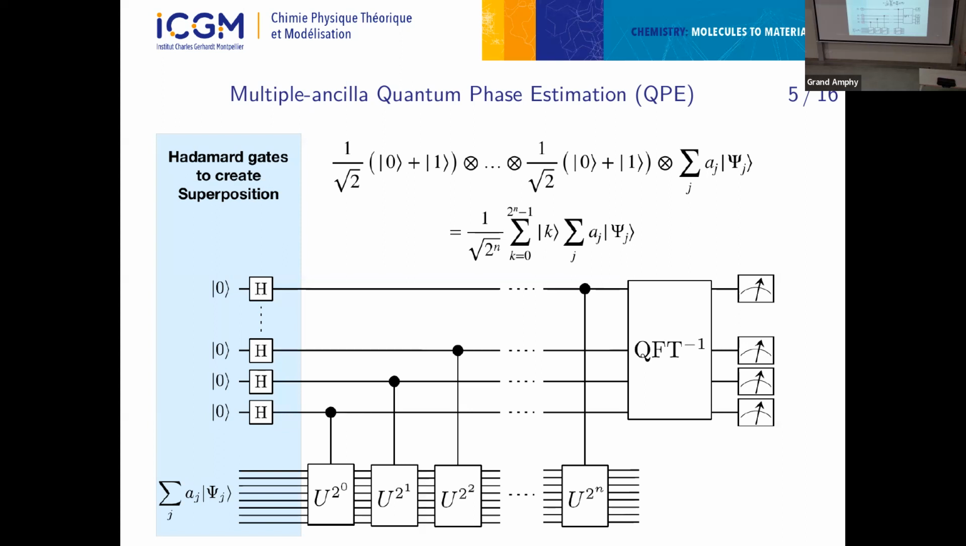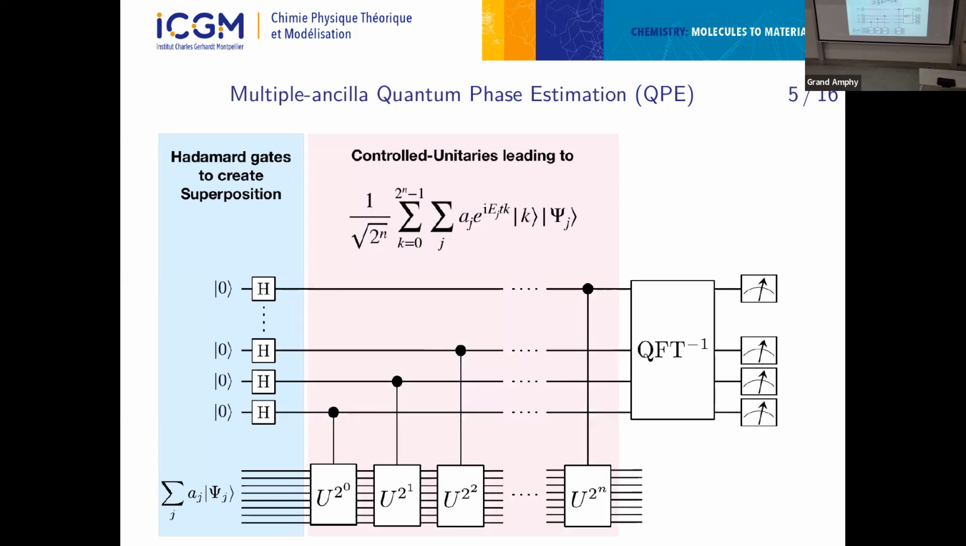Okay, up to here, we don't really know what to do with that. But if we apply controlled unitaries, where the unitary, if I remind you, is exponential of iHt, on the ancilla qubits, we have what we call a phase kickback. And we see this phase kickback appearing in the state. This is the state that you obtain after all those controlled unitaries on the ancilla qubits and the register.